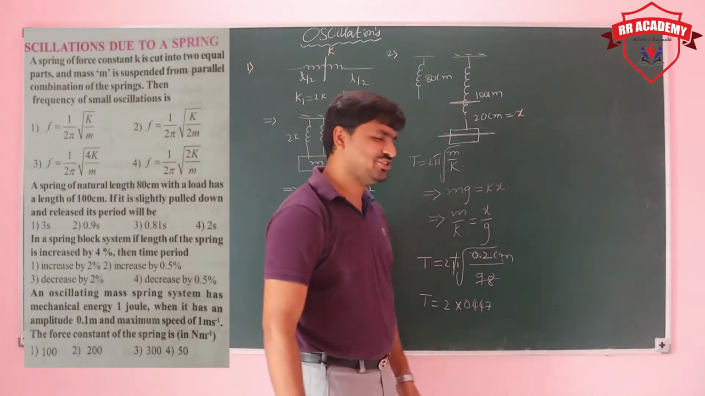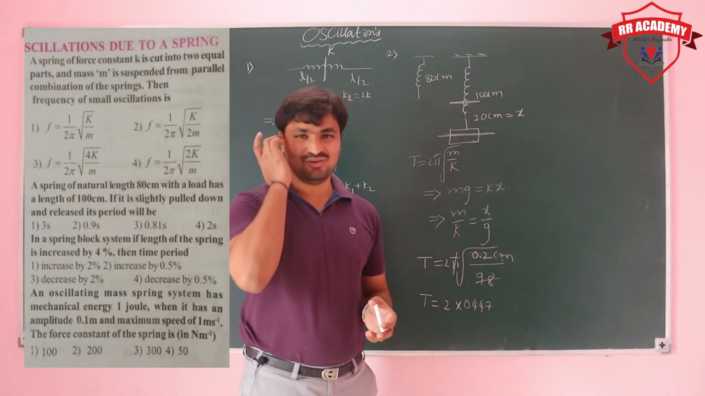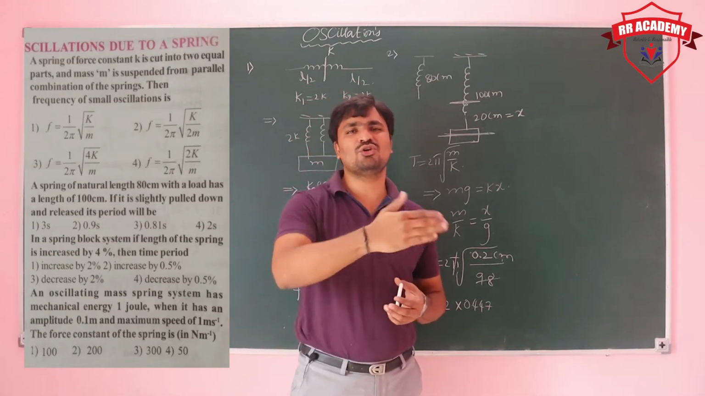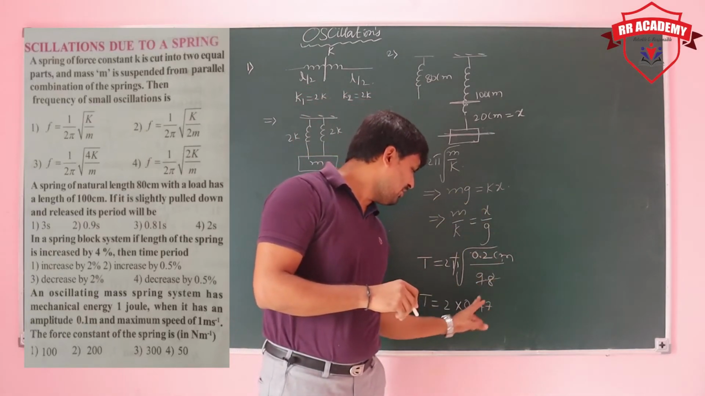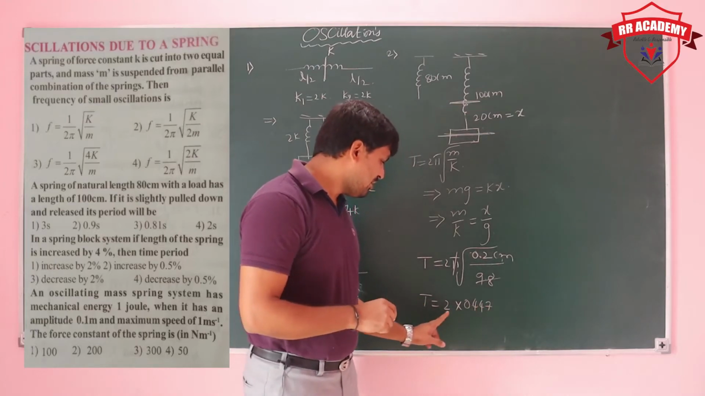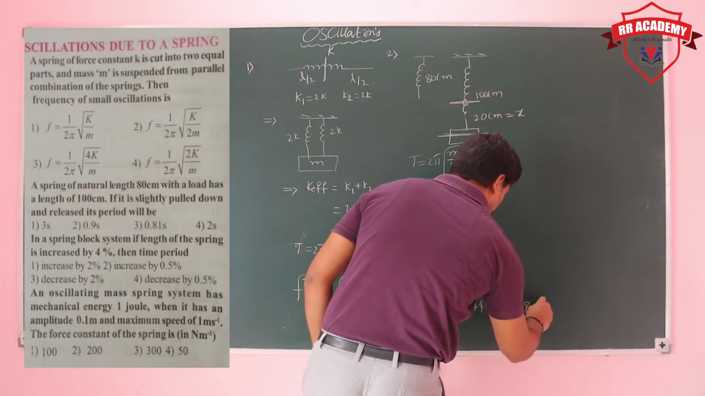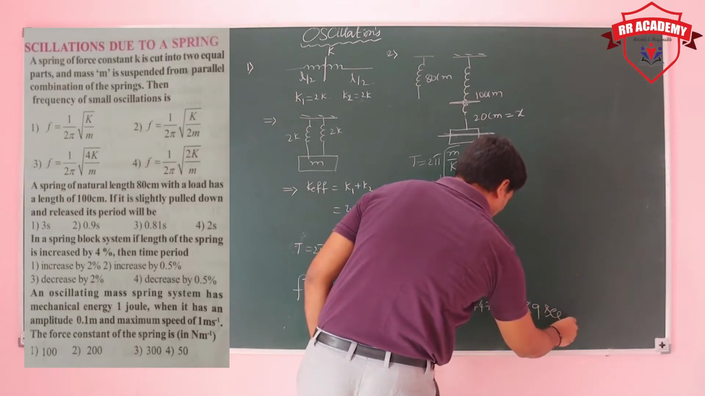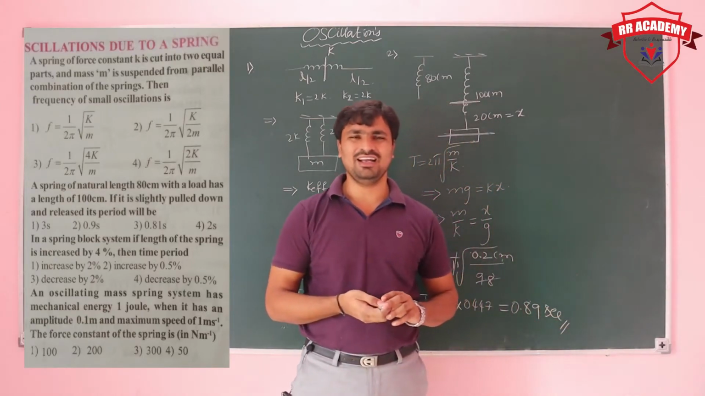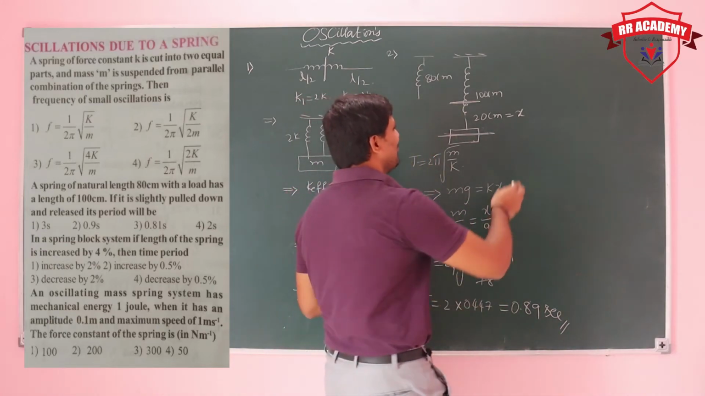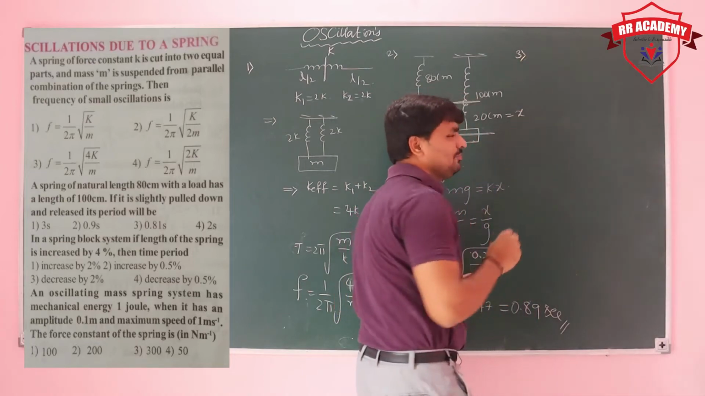0.447. Root 0.2 is root 20 over 10. Root 20 how much? Root 16 is 4, so root 20 is 4.47. So root 0.2 is 0.447. So if you are multiplying it, how much can you get? 0.89 seconds. What is the time period? 0.89 seconds. Let's see one more problem we have here.